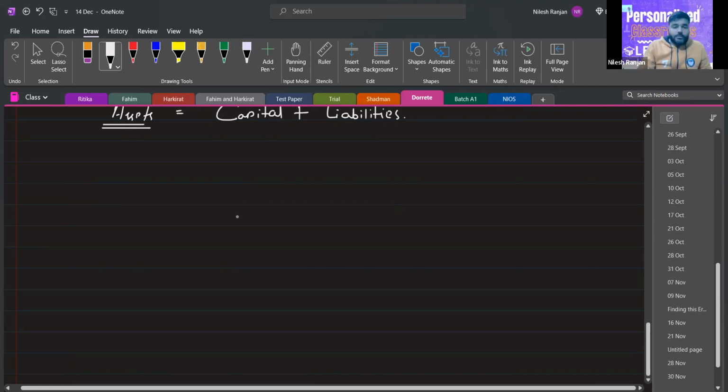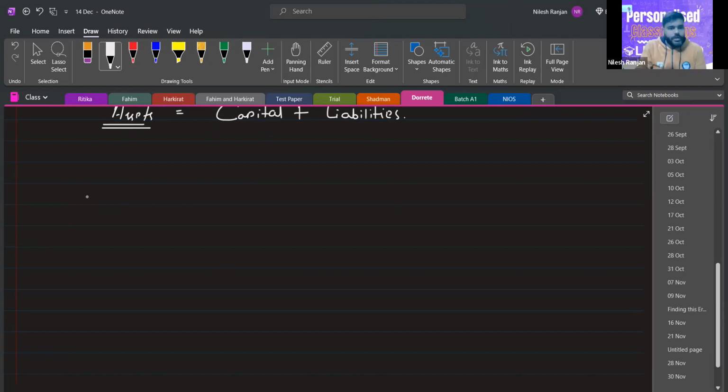Now, there is a concept of opening capital and closing capital. So I have a question for you. Let's say you have started a business. You started a business with 5 lakh.